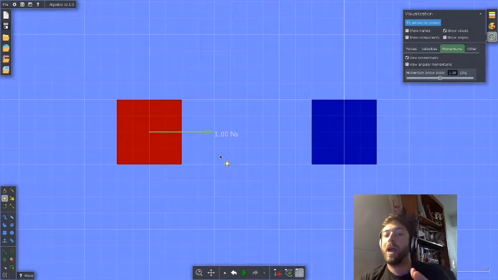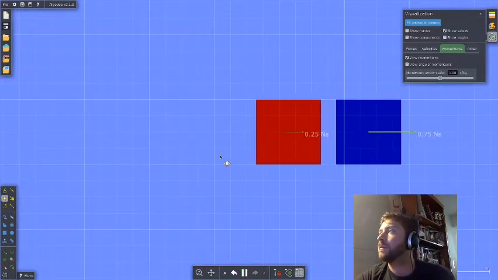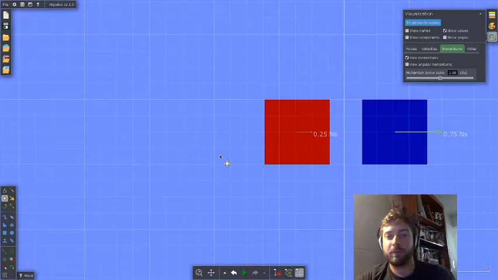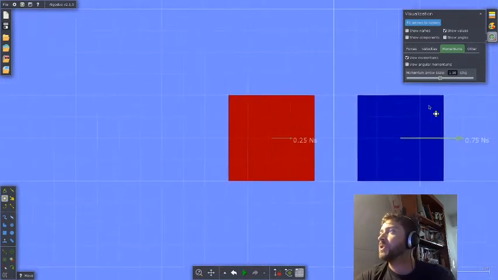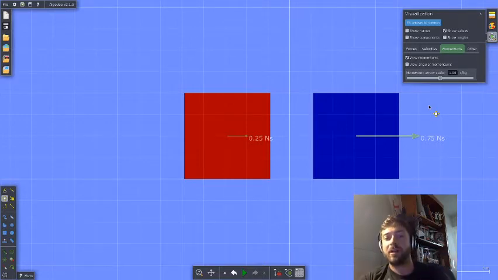So let's see what happens to the momentum after the collision. Remember, it's starting at 1 Newton second. Ooh, do you see that? I'll zoom in a little bit there. So you'll see after the collision, we have two momentums. Each box has its own momentum. And you'll see that the blue box has a momentum of 0.75 Newton seconds, and the red box is 0.25. What do you notice about those two numbers?